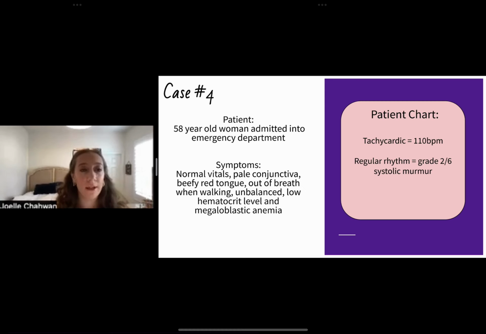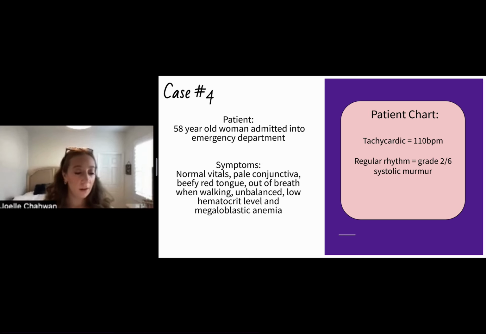Okay, now we're going to be discussing case number 4. This patient is a 58-year-old woman who has been admitted into the emergency department. Here are her symptoms. She has normal vitals, pale conjunctiva, beefy red tongue. She's out of breath when she's walking several blocks, as she's mentioned. Unbalanced, low hematocrit level, and from these symptoms, it was determined that she has megaloblastic anemia.